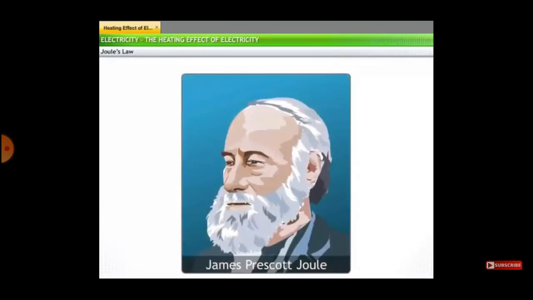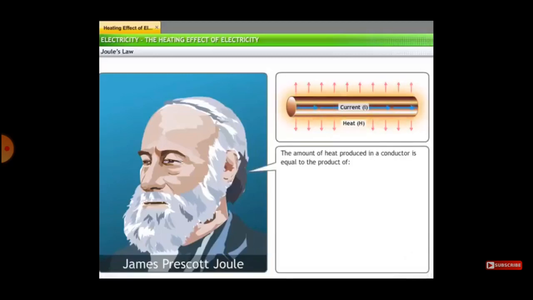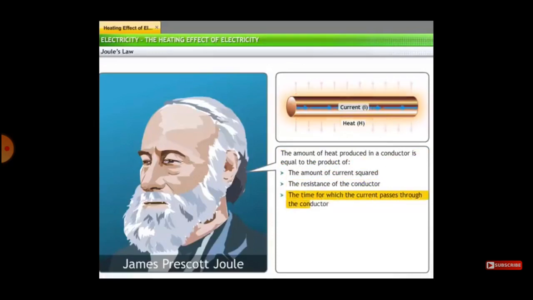Next, James Prescott Joule observed this heating effect of current, and he proposed that whenever current flows through a high resistance material, electrical energy is liberated in the form of heat energy. According to him, the law is called Joule's law of heating. The amount of heat produced, H, is directly proportional to the square of the current, directly proportional to the resistance of the conductor, and directly proportional to the time for which the current passes.